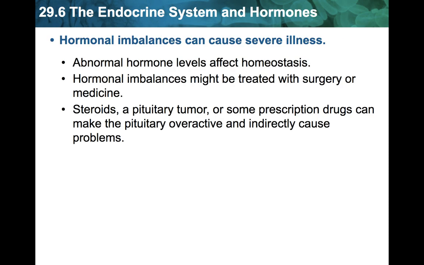Hormonal imbalances can cause severe illness as well. So abnormal hormone levels affect homeostasis. Hormonal imbalances might be treated with surgery or medicine. If you've ever heard of someone getting thyroid surgery, it's usually because there's a hormonal imbalance causing their thyroid to cause them illness, which is why they need surgery on it.